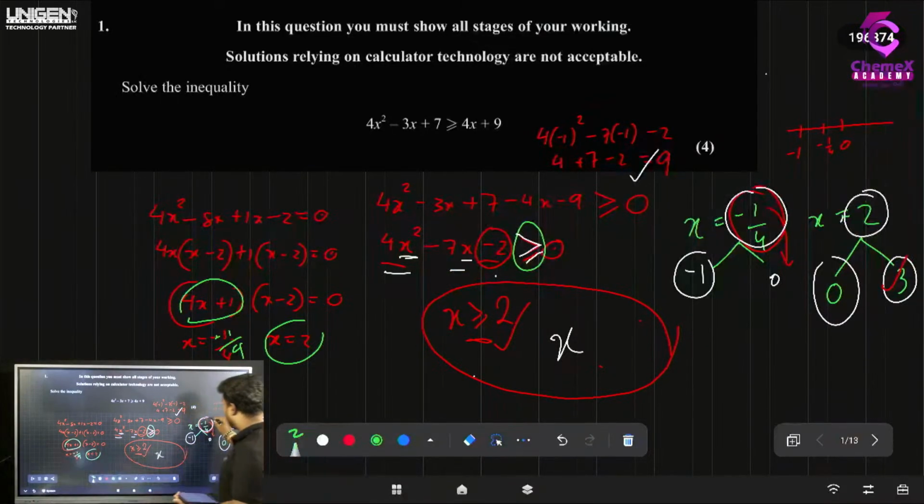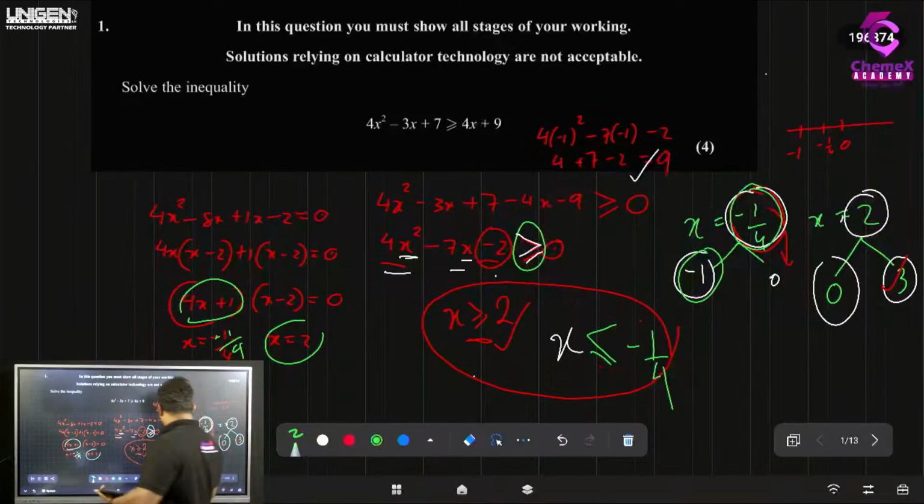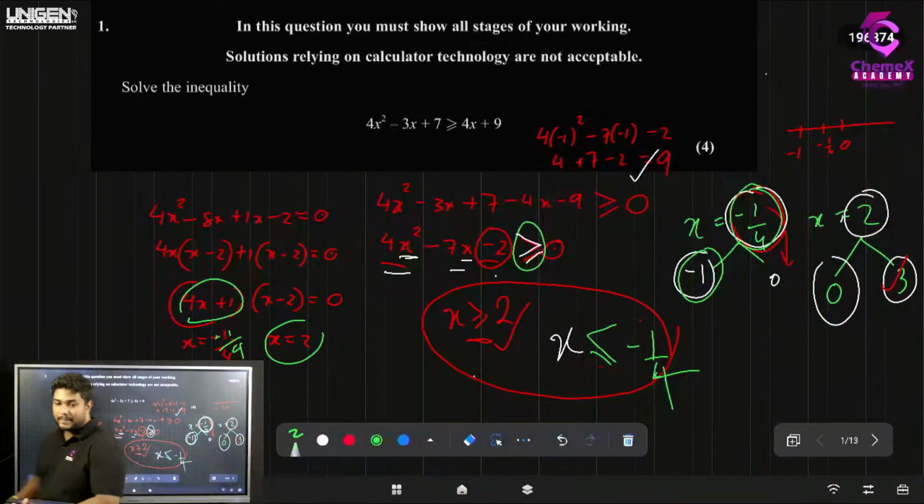Minus 0.25, right? So this is smaller than that. So smaller than or equals minus 1 over 4. Got it? Got how I concluded that answer?